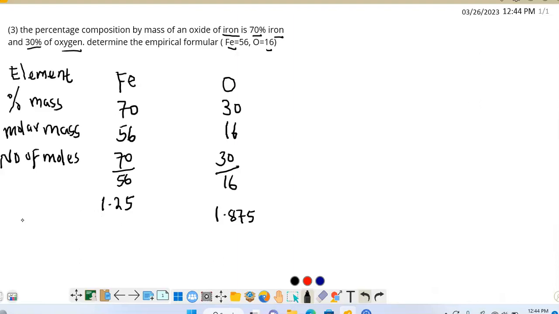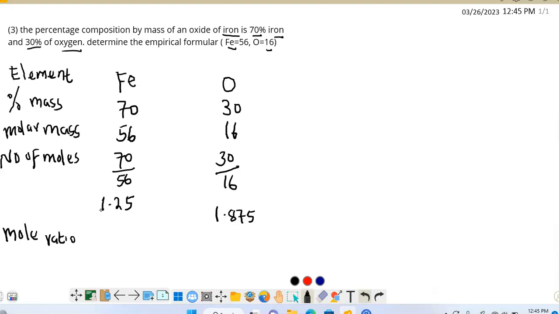So the next step is the mole ratio. You can use a calculator, because you're in high school and you are required to use a calculator. There's no problem. Here we have the number of moles 1.25 and 1.875, so we need to get the mole ratio. The mole ratio is always obtained by dividing by the smallest value on both sides. So 1.25 and 1.875, which one is bigger and which one is smaller?